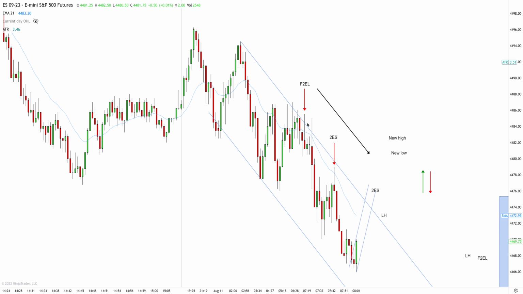So we had a failed second entry long. This is a second attempt to go long that failed because the trend is down. And this is the lowest low of this entire move. I'm going to reset the count because I'm counting for short entries. I'm not going to take the first entry short. No, that's not a high probability setup. The second attempt is going to be the high probability setup.